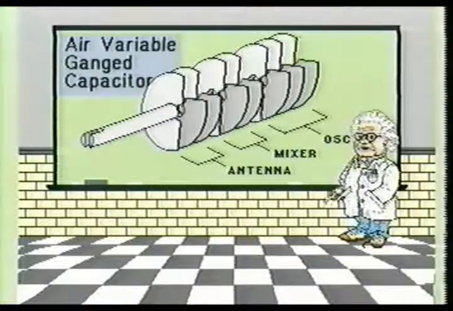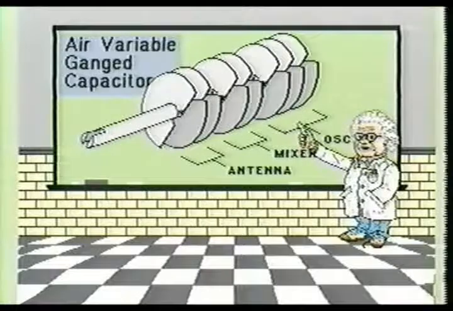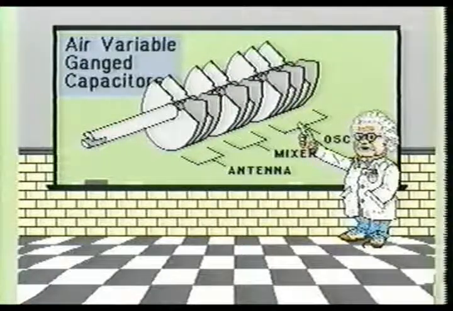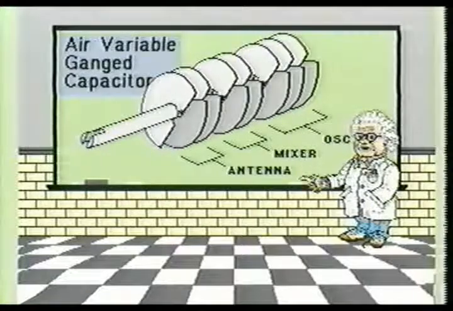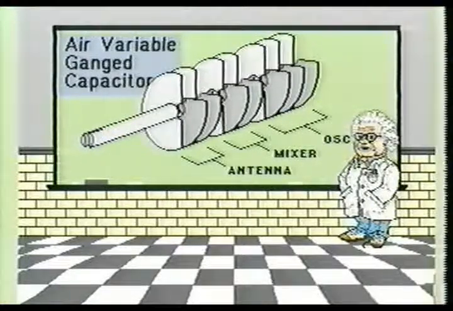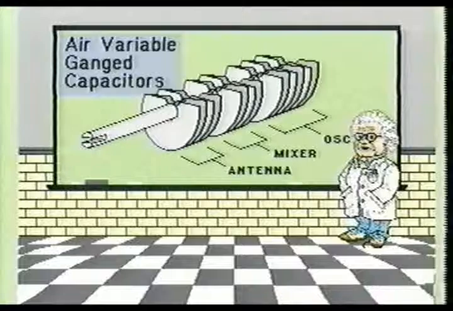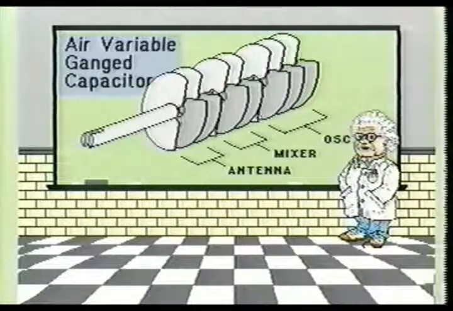Usually, air variable capacitors were used for tuning through the UHF channels. Each antenna, mixer, and oscillator section consisted of two types of tuner plates, fixed and variable. One or more variable plates was made to rotate parallel to one or more fixed plates to adjust the frequency of its tuned circuit.